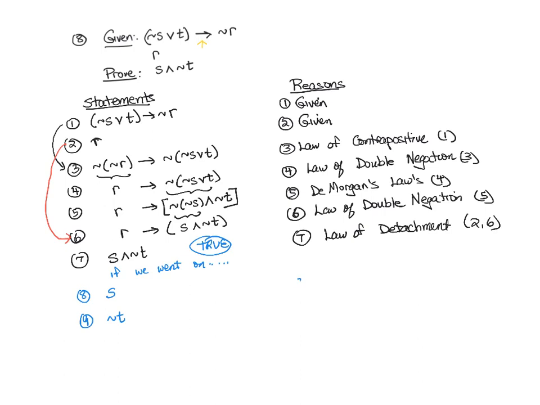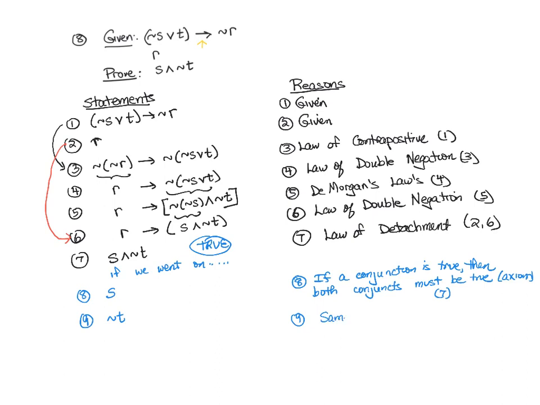So we write here number 8. If a conjunction is true, then both conjuncts must be true. And this is the axiom for a conjunction. So that was from step 7. And number 9 is the same as 8, from step 7.